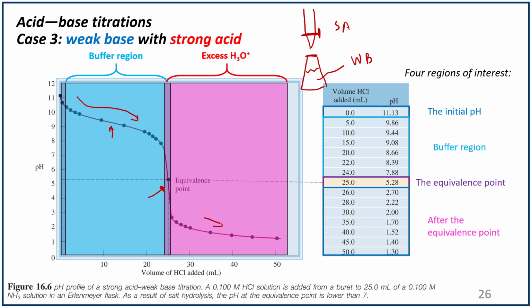As you can see, this is slightly similar to case 2, wherein the jump from 24.9 to the equivalence point 25.0 ml up to 25.1 is less steep than if you have a strong acid with a strong base or a strong base with a strong acid. But let's do some math and work on this problem.